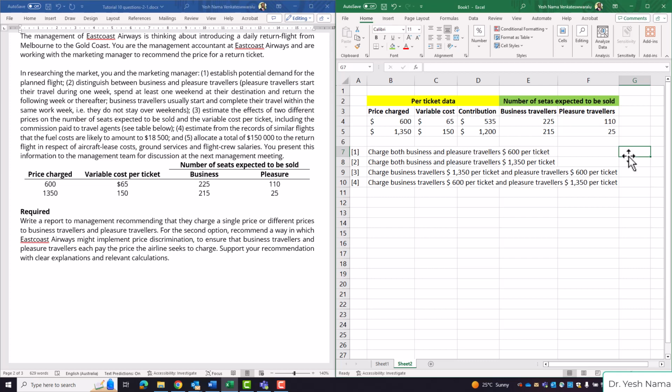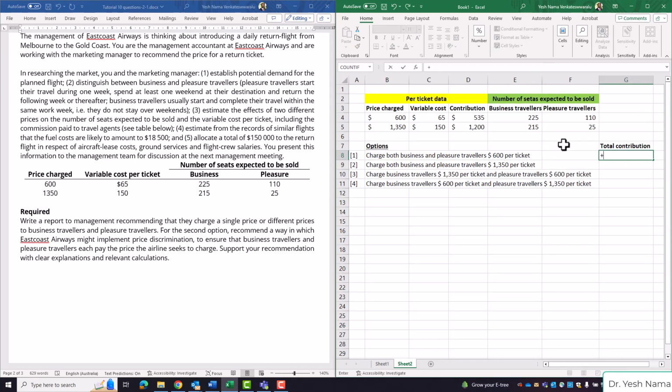Option 1. Charge both business and pleasure travelers $600 per ticket. Option 2. Charge both business and pleasure travelers $1,350 per ticket. Option 3. Charge business travelers $1,350 per ticket and pleasure travelers $600 per ticket. And option 4. Charge business travelers $600 per ticket and pleasure travelers $1,350 per ticket. So let us see what will be the total contribution in each of those scenarios.